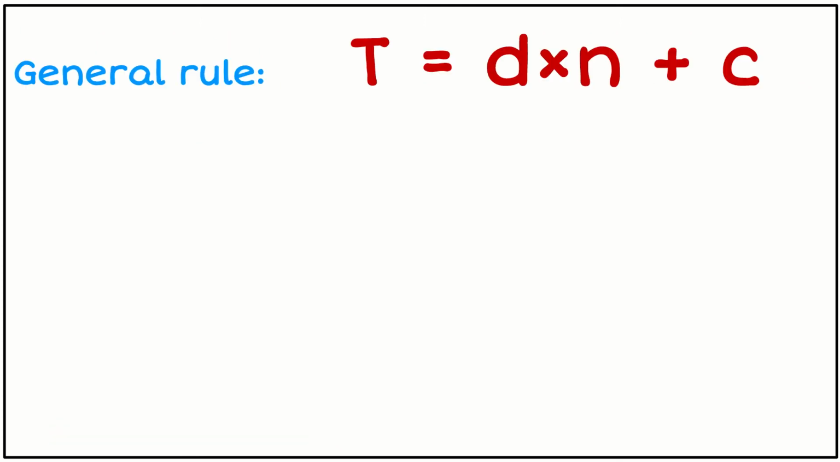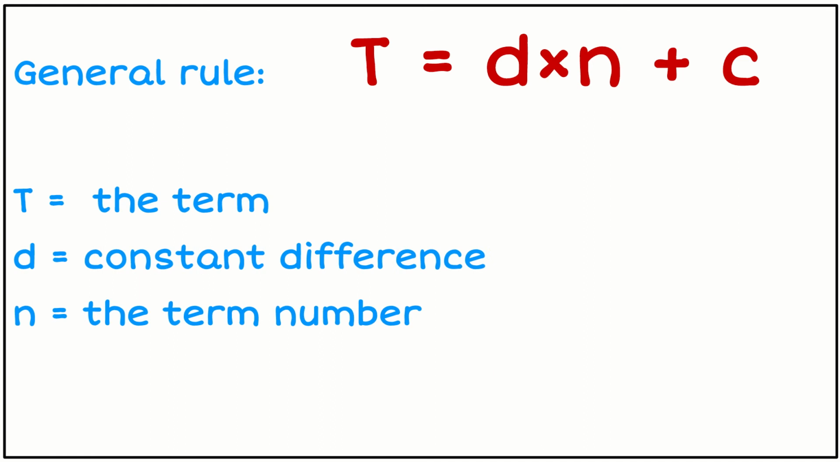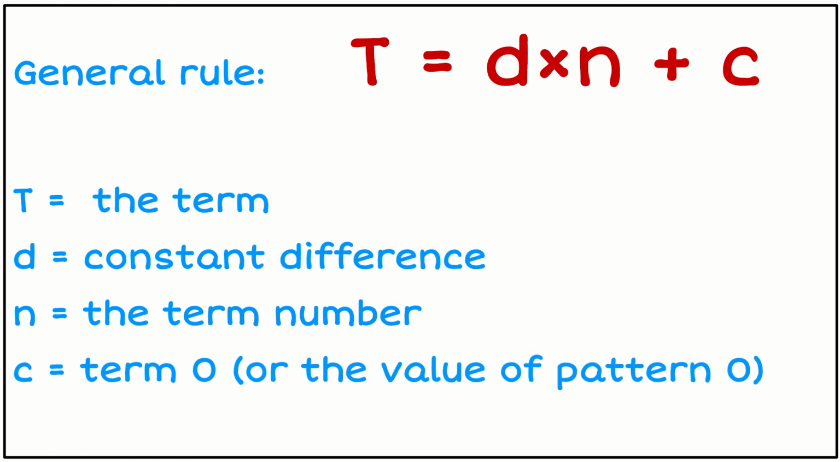So, there's our general rule. Quick reminder, that's the general pattern. T equals D times N plus C, where T is your term, D is your constant difference, N is your term number, and C is term 0 or your constant value.